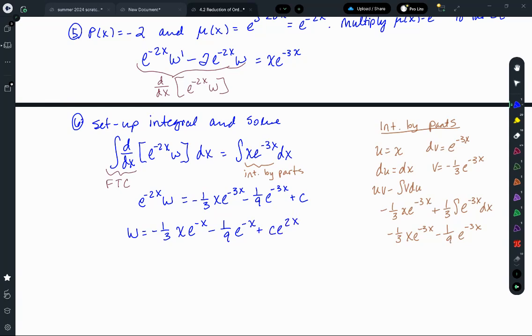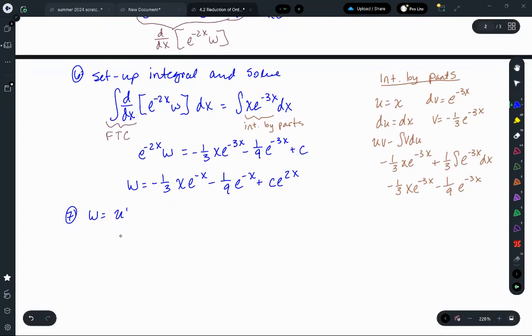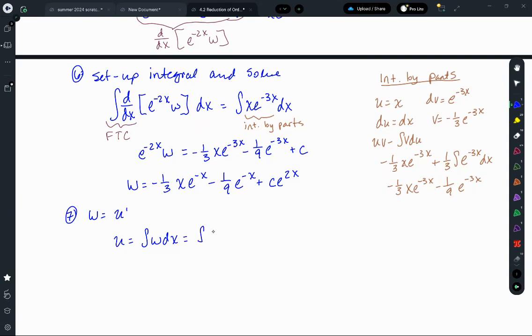Okay, now we need to remember something. w is equal to u prime. So I'm not done yet. So that means u is going to be equal to the integral of w dx. So I have to integrate again. This negative 1/3 x e to the minus x minus 1/9 e to the minus x plus c e to the 2x dx. So there's a lot of integrating that has to happen here.